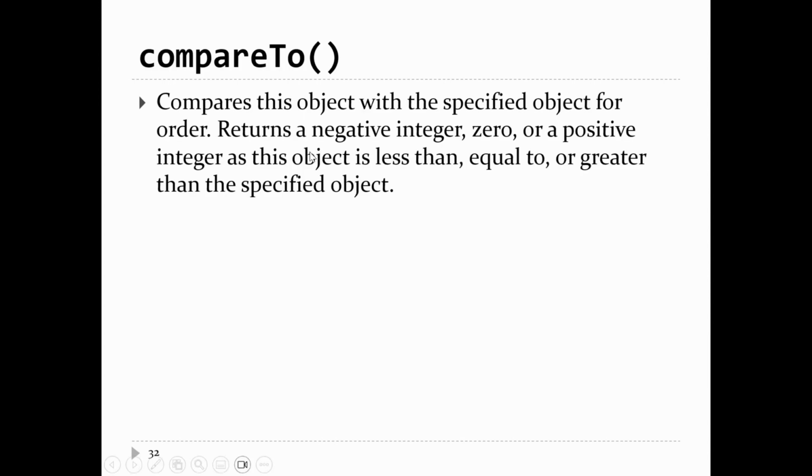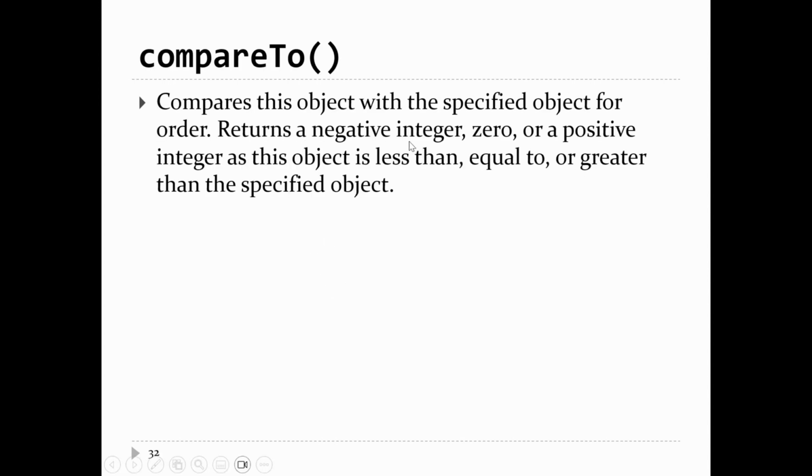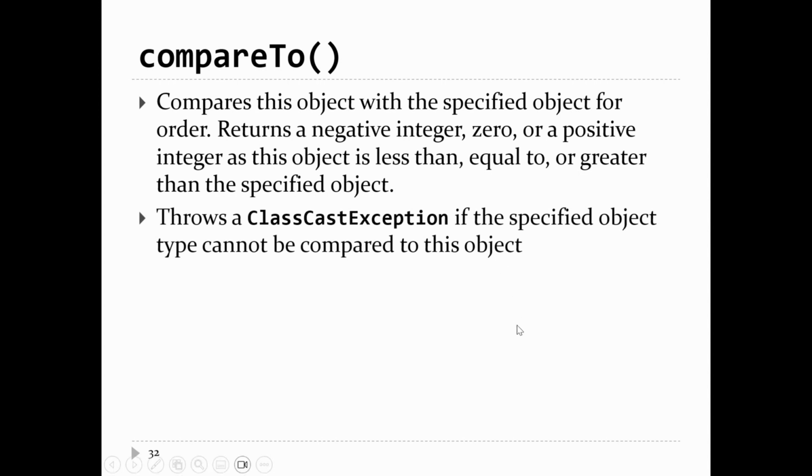So what does compareTo do? It compares this object with the specified object T. It returns a negative value if this object is less than the other object. It returns 0 if this object is equal to the other object. It returns a positive integer if this object is greater than the other object. If the other object that you're comparing to has the wrong type, it'll just throw an exception. You don't have to do anything special to throw this exception. This will happen for you automatically.